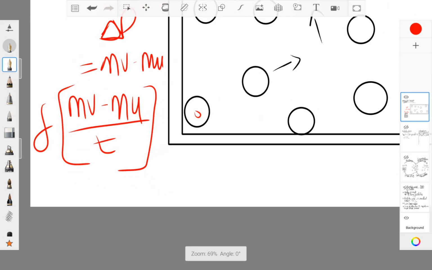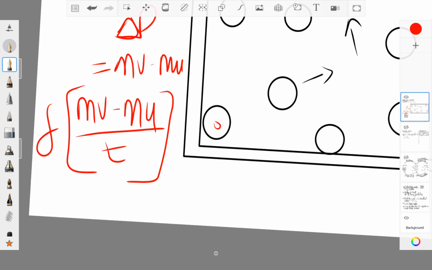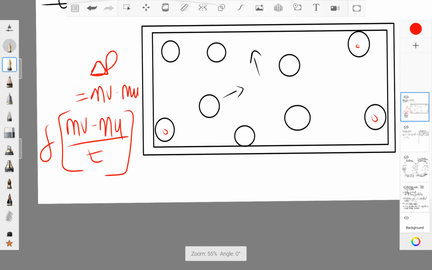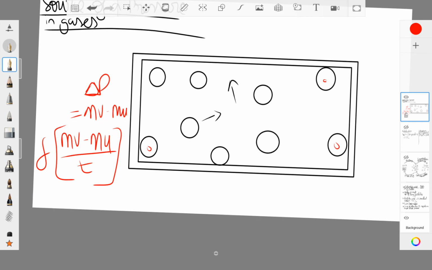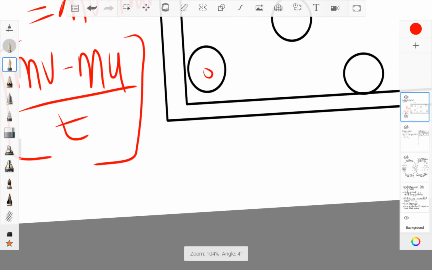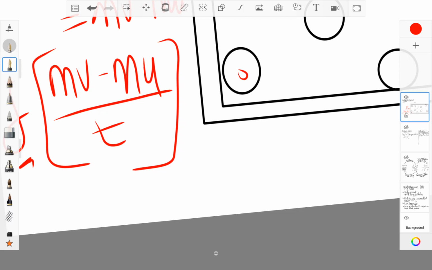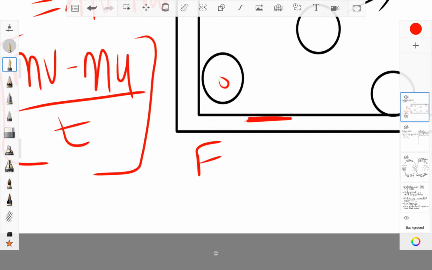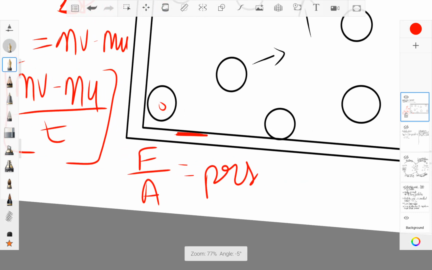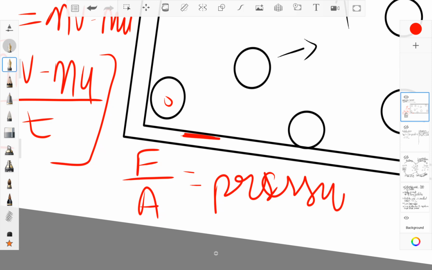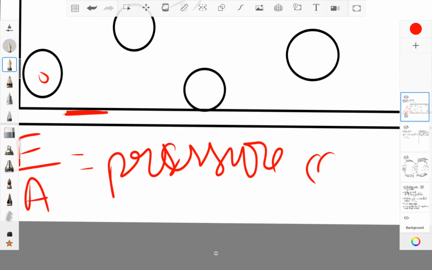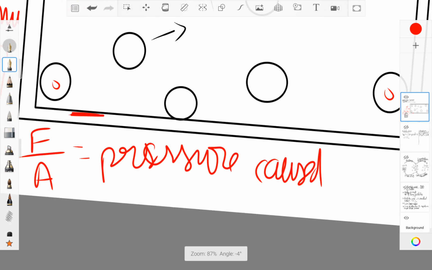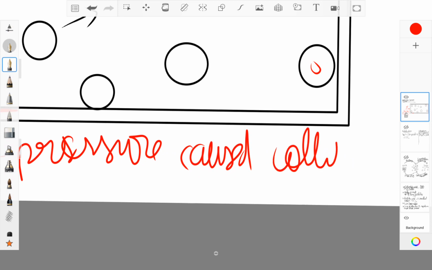So, as a force is exerted per unit area by a gas molecule on the surface of a container's wall, it creates pressure. So, this force per unit area, let's say this, the force that occurs per unit area is the pressure caused by the colliding gas molecules.